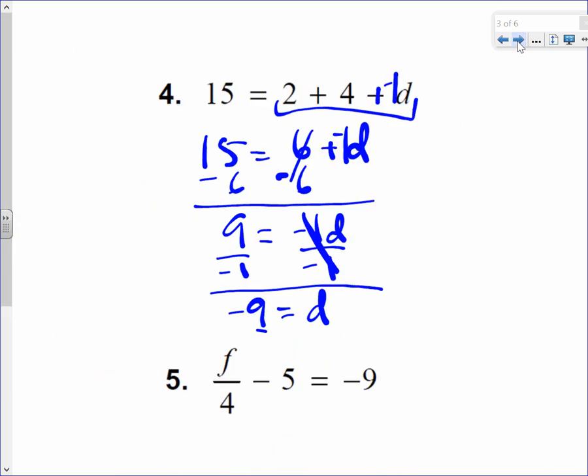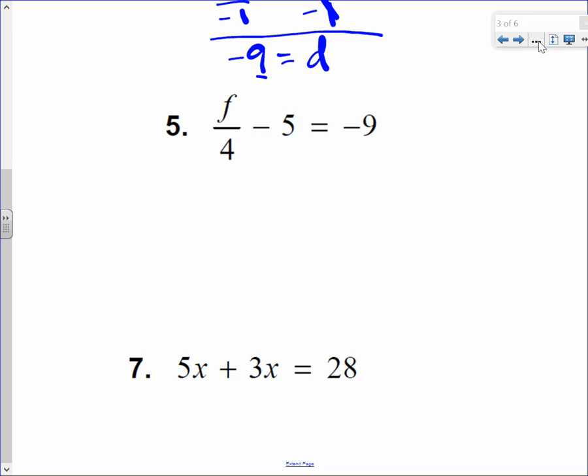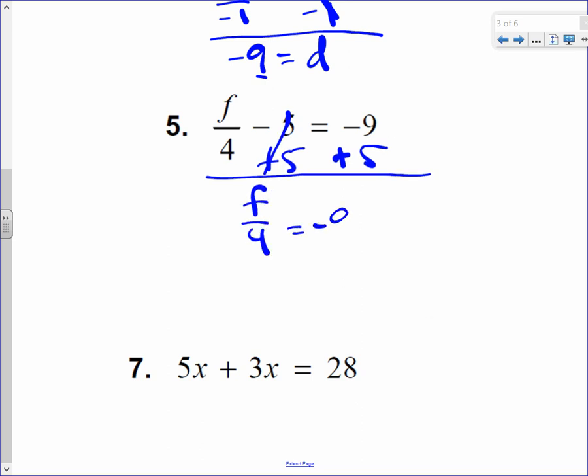How would we get rid of that 5, Bowden? Right. Inverse of subtraction is adding. I'll add 5 to both sides. I have f divided by 4 equals negative 9. Let's get rid of the 4 now. The opposite of division is multiplication, so I'm going to multiply both sides by 4.